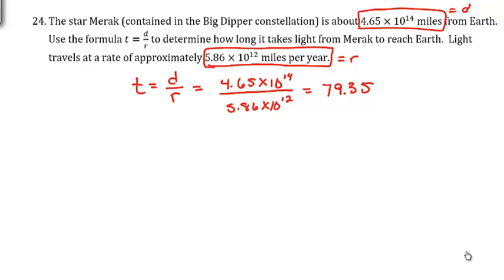We want to know how long it takes, and the units on our distance are miles, and this is miles per year. So the units on this, then, the miles will cancel out and you'll be left with years. So it'll take approximately 79 years for the light to travel to Earth.